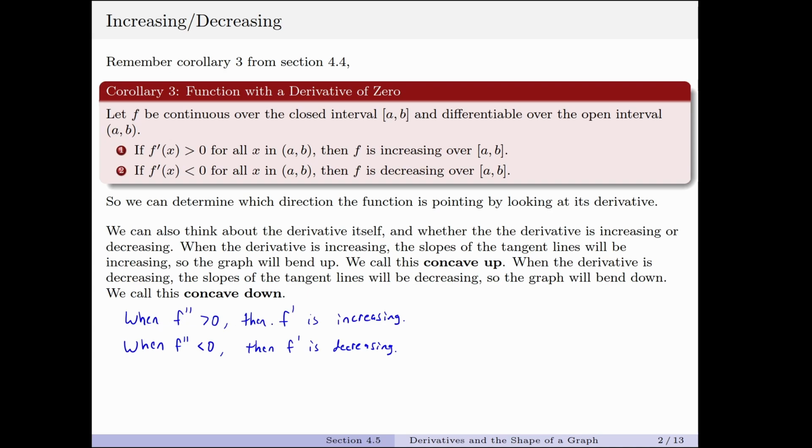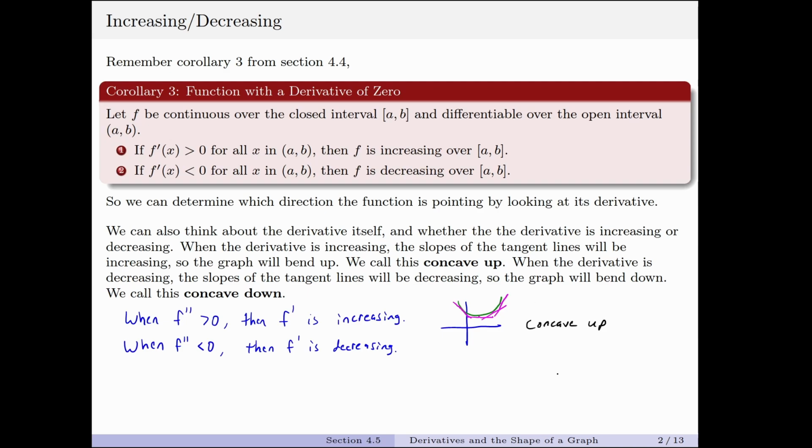When I look at the derivative increasing, I want to think about a function where the tangent lines are getting steeper and steeper. So I can think about a graph where, if I were to look at the tangent lines, here I have a slope that's negative, a slope that's 0, a slope that's positive, and a slope that's more positive. So the tangent lines have slopes that are getting bigger and bigger, or increasing, and I get this shape. We call this concave up.